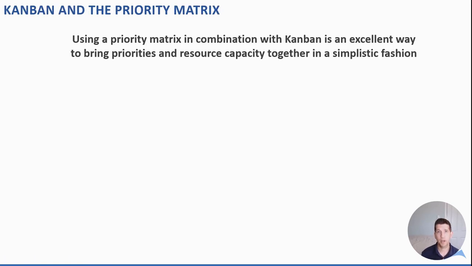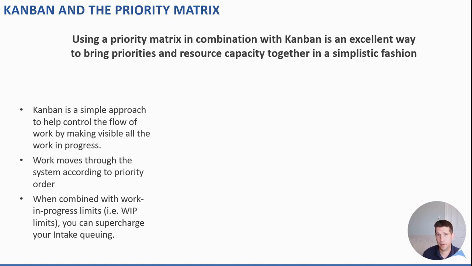Finally, I want to talk about Kanban in the priority matrix. And I love using the priority matrix for high volumes of work requests, but when we combine it with Kanban and work in progress limits, we get a lot of power. So this is an effective way of bringing priority matrix to manage both priorities and resource capacity in a simplistic fashion.